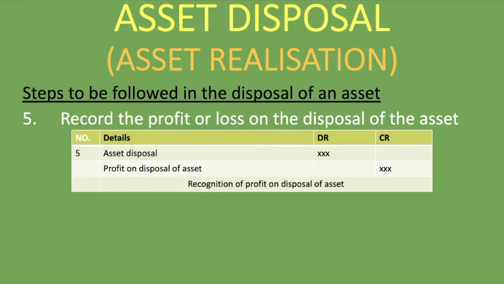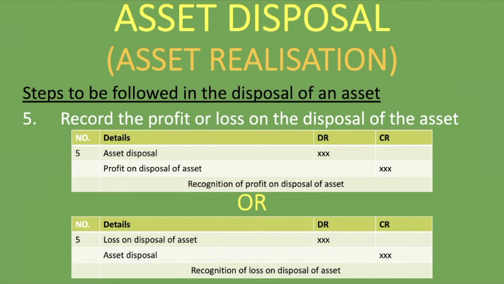Okay, what if you made a loss? What would you do? Well, it should be easy. You would debit loss on disposal of asset and credit asset disposal. And here the narration is recognition of loss on disposal of asset. So how would you know whether it's a profit or loss? Well, you'll have to do the calculation to determine whether you made a profit or loss, and then do this last step. So these are the 5 steps that you'd follow when doing asset disposal using journal entries. All right, so if you follow these 5 steps, you should be fine.